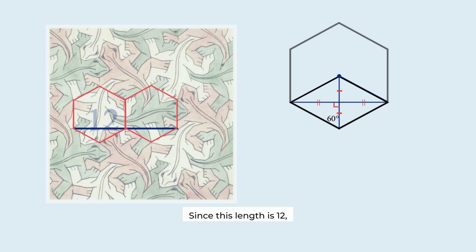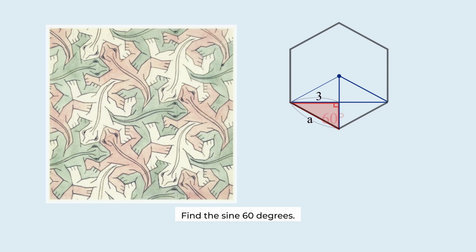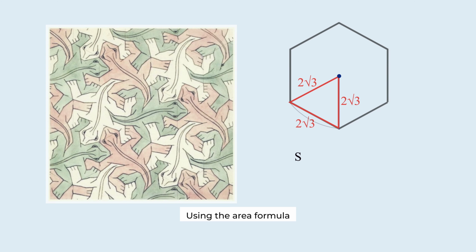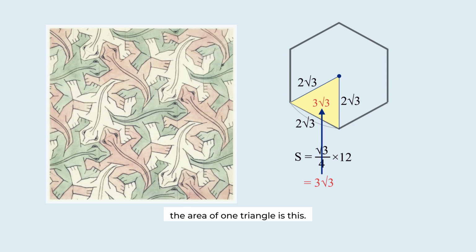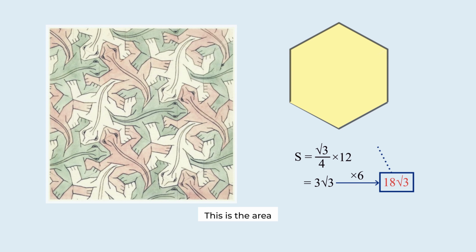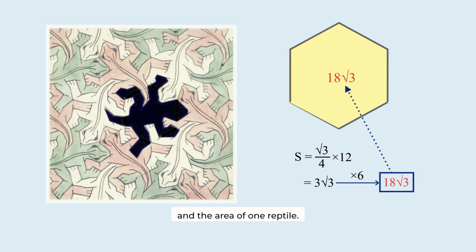Since this length is 12, this length is 6, and this length is 3, this forms the right triangle. Find the sine 60 degrees. This is the length of this side. Using the area formula for the equilateral triangle, the area of one triangle is this. Multiply by 6. This is the area of one regular hexagon and the area of one reptile.